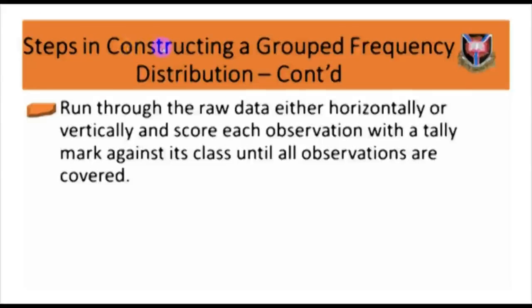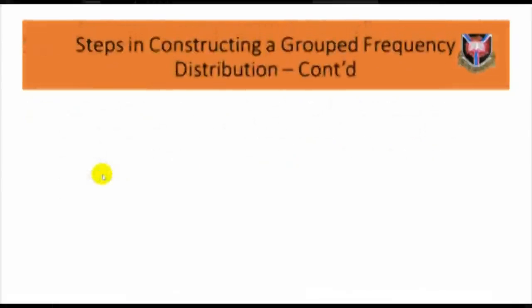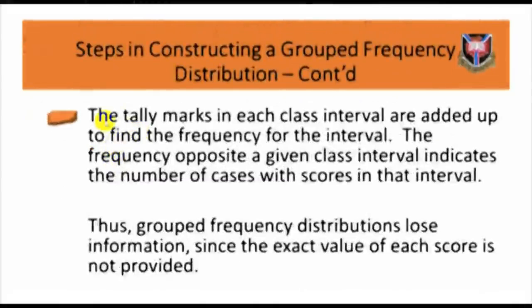Number 4. Run through the raw data either horizontally or vertically and score each observation with a tally mark against its class until all observations are covered. 5. The tally marks in each class interval are added up to find the frequency for the interval. The frequency opposite a given class interval indicates the number of cases with scores in the interval.